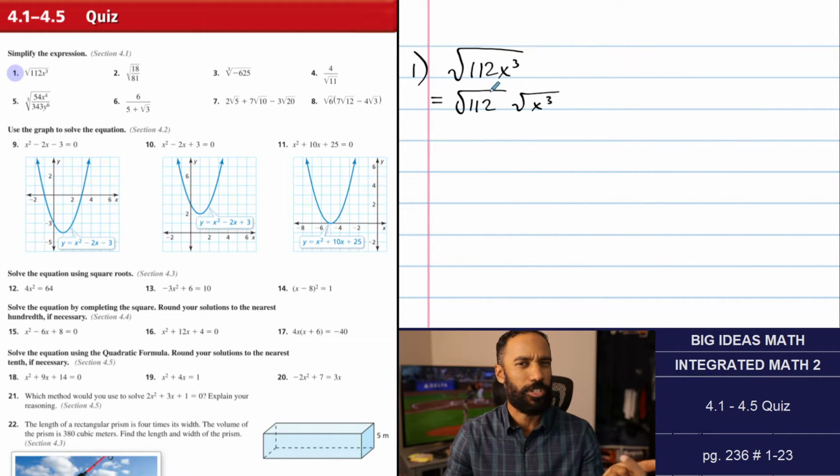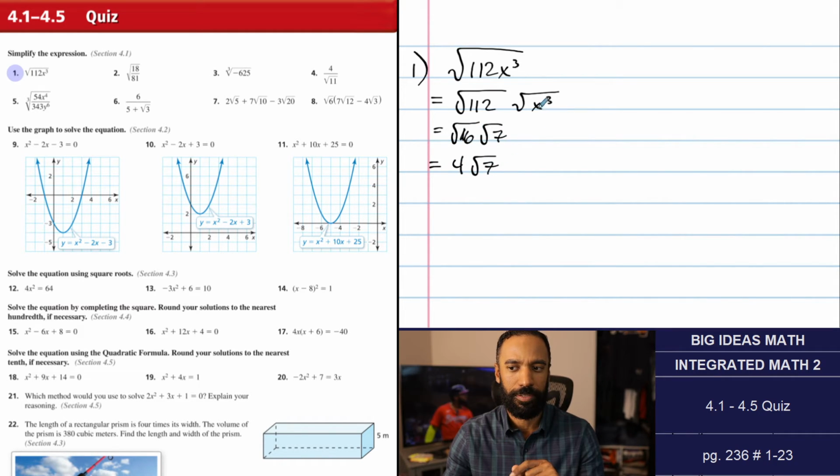That means there's another perfect square factor in there that can fit. I think 16 is an even larger one. So like this can be root 16 times root 7, I think that is. And the square root of 16 is 4, so there I get 4 root 7.